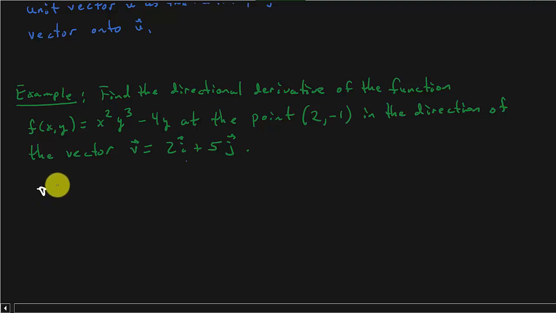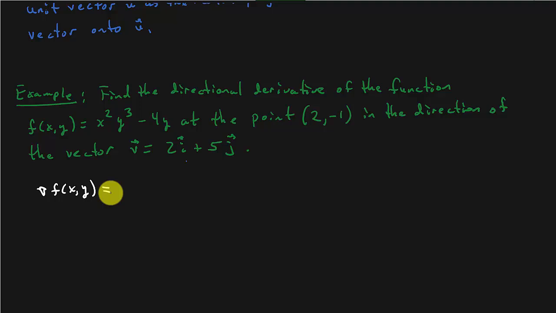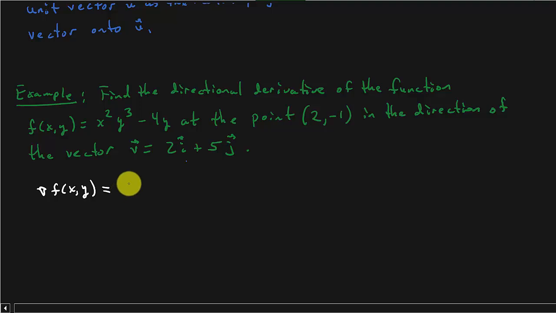All right, so we need to find the gradient of f. We've got the gradient of f of xy. That's going to be the partial of f with respect to x, so 2xy cubed, that's the derivative of this, minus, and the derivative of that is 0, times vector i. I'm writing it in the ij form. Plus the derivative of f with respect to y, that's going to be 3x squared y squared minus 4 times vector j.